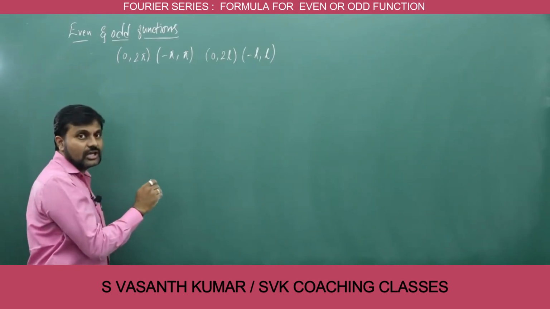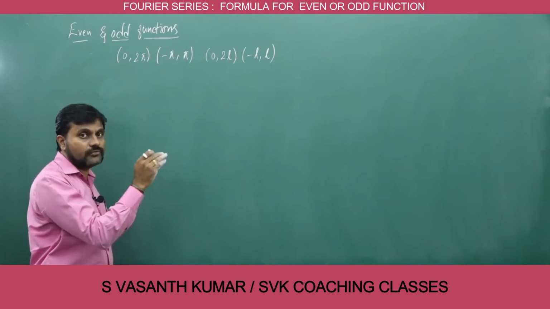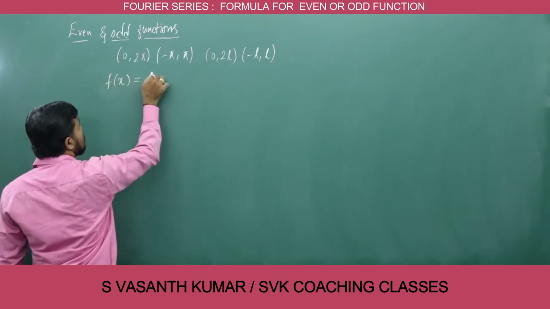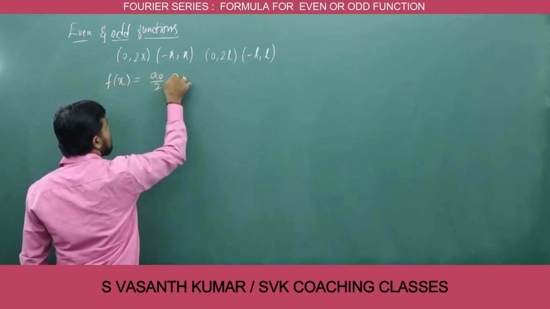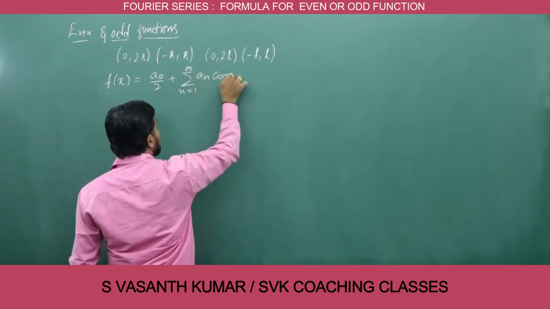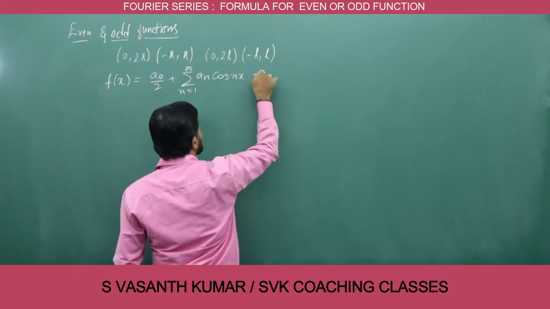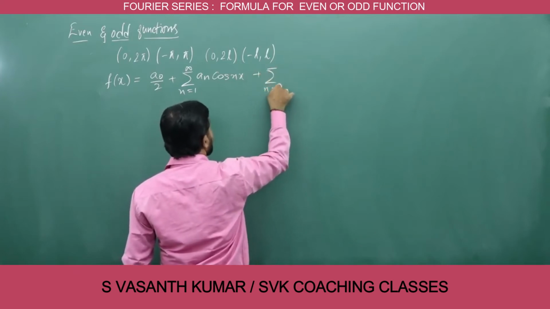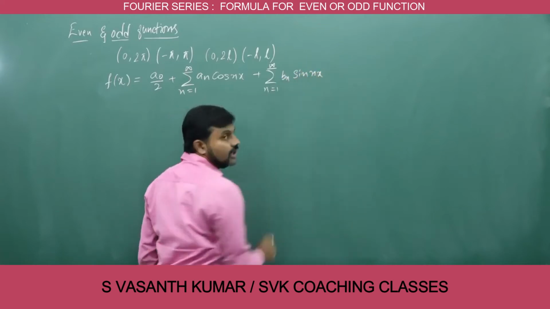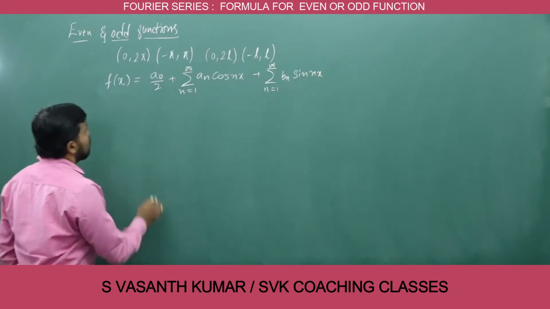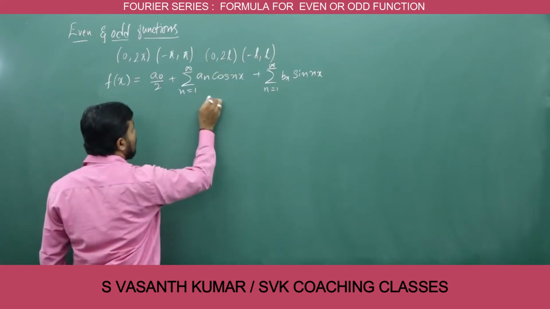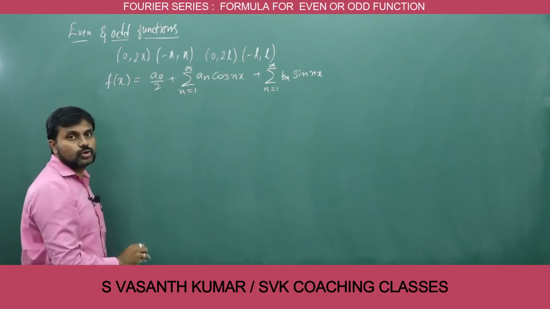Before going with cases, I will write down the general form of Fourier series expansion. f of x is equal to what? a naught by 2 plus summation n equal to 1 to infinity a n cos n x plus summation n equal to 1 to infinity bn sin n x, right? Is it right? So, now we shall discuss the cases here for period 2l and period 2 pi.